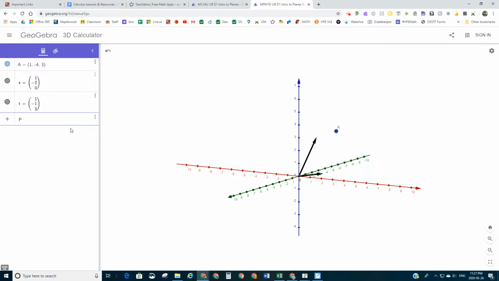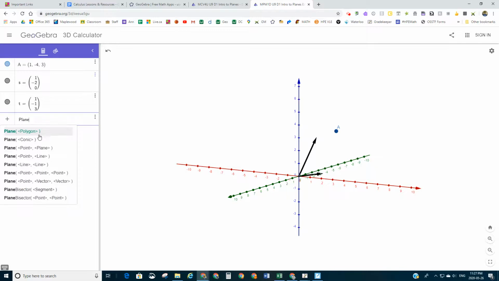So I'm going to type in plane, and you see all the different ways that you can find planes. And look, here you go. Or sorry, 3 points. A point and a vector and a vector. Okay, a line would have a point and a vector on it. A point and two vectors, or 3 points. I'm going to do this one. I've got a point and a vector and a vector.